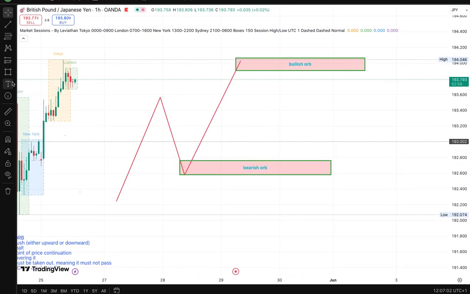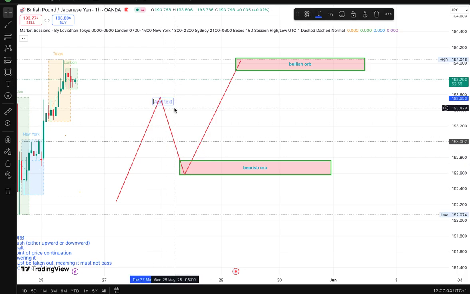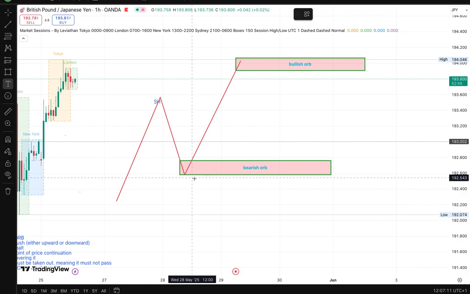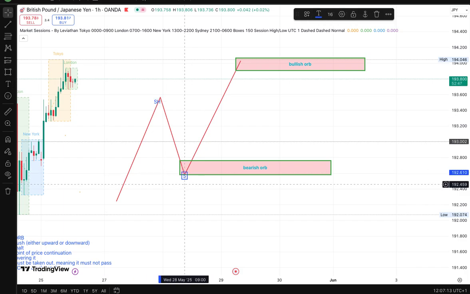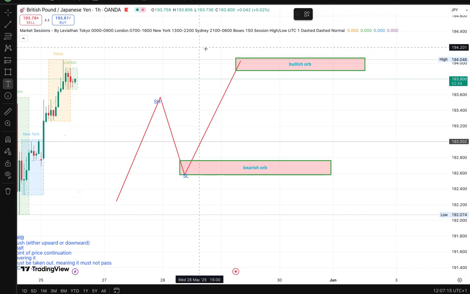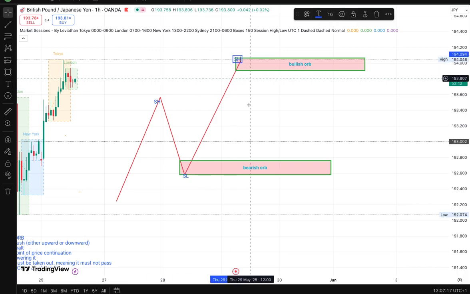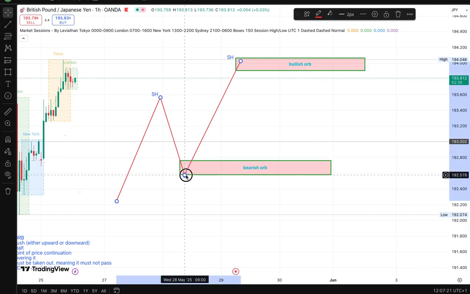Now you agree with me that this is a swing point. Okay, this is what? Swing high. Right? This is another, what? Swing low. Then what is this? This is swing high. Okay, SH swing high. SL swing low.